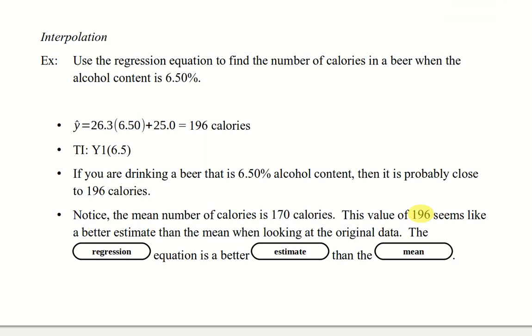Now this is called interpolation, and the emphasis here, to my way of thinking, is on the inter part. This is a question about a beer that we haven't encountered. It's not part of our sample. But 6.5 is well within the alcohol levels of the beer in our sample. So it's about what we would expect from another randomly selected beer in our sample. Interpolation means that we're asking for something in the region of the sample itself.